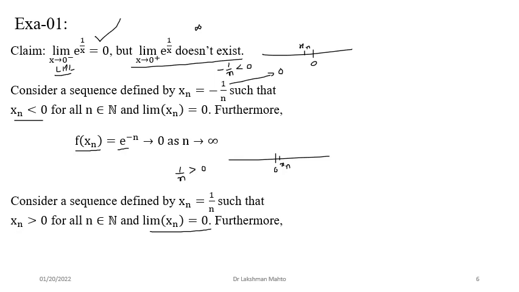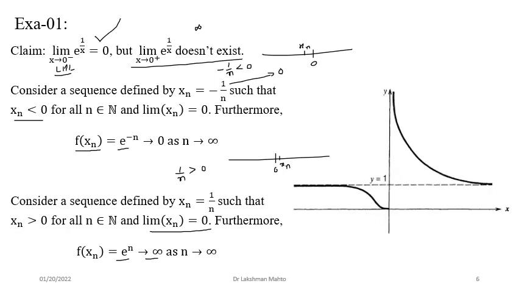Now let us see what happens to the functional sequence. If you substitute x by xn, we will get e to the power 1 by 1 by n, so finally you will get e to the power n. Simply you can observe that if you take the limit of this functional sequence as n approaches infinity, it is not converging to any real number, it is diverging to infinity. We always say that infinity is not a real number. So that's why we say that the limit of e to the power 1 by x when x is approaching 0 from right doesn't exist. Actually it is diverging to infinity, simply we say that.